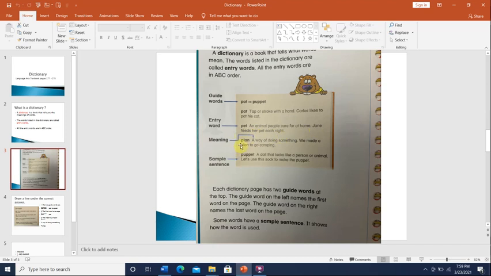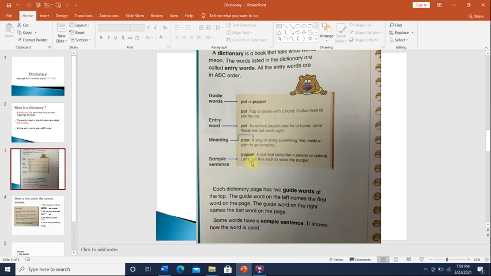Okay? The third entry word is plan. What's the meaning of plan? A way of doing something. This is the definition of the entry word plan. How can we use it in a sentence? This is called a sample sentence. We made a plan to go camping.